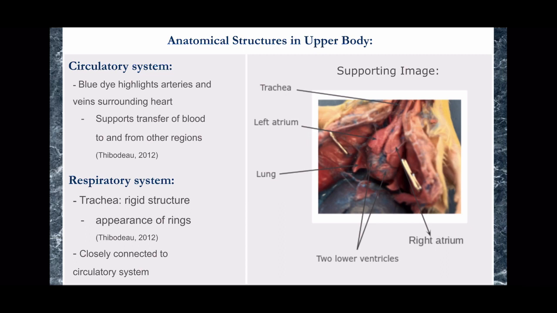One big takeaway from this section was how closely connected the circulatory system is with the respiratory system, and how their functions overlap. So the circulatory system is responsible for distributing oxygen throughout the body, whereas the respiratory system helps to actually bring in that oxygen as well as other nutrients.